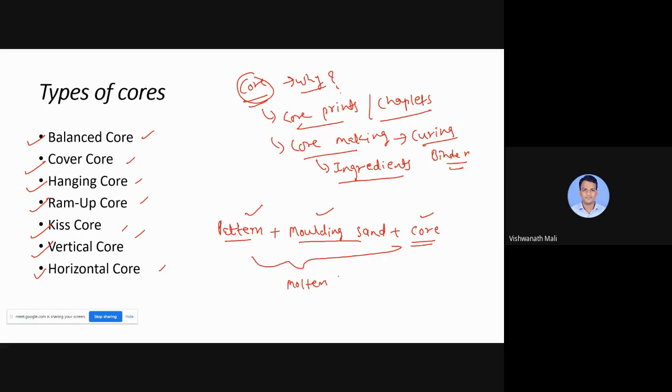Now we want to manufacture the casting. What do we need? We need molten metal. To get the molten metal, what do we require? We require furnaces. With the help of furnaces, we melt whatever scrap we have. With the help of scrap, we get the molten metal, and that molten metal we pour into this.